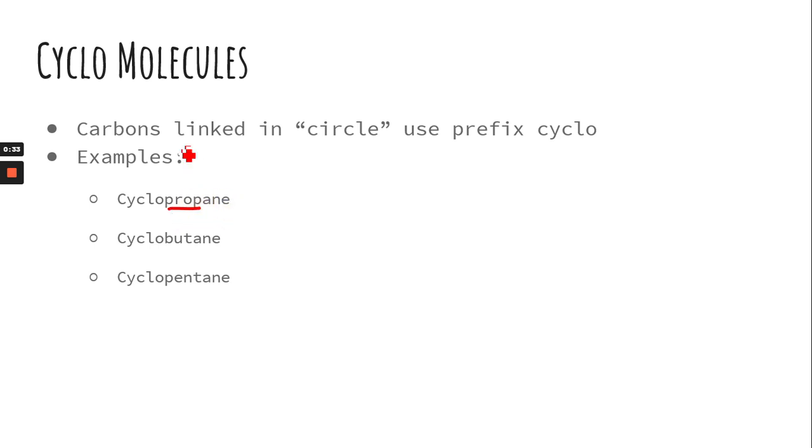Prop means 3. So you have 3 carbons that instead of being chained in a straight line are chained in a grouping. So they would be chained like this. So even though the shape looks like a triangle, it's still considered a cyclomolecule. They're in a circle.